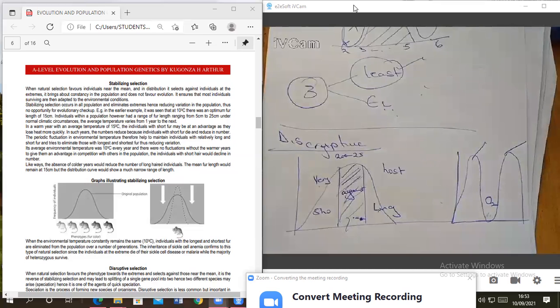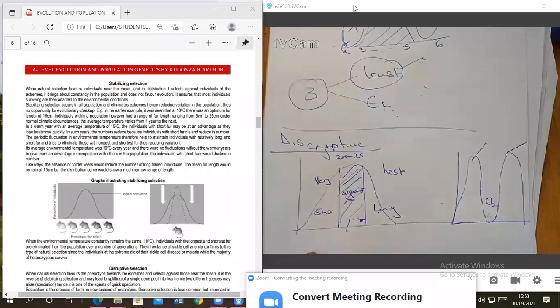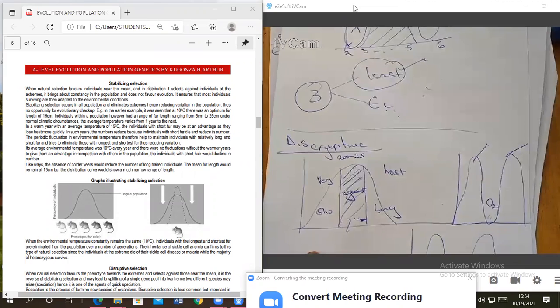Therefore, under disruptive selection, selection pressure favors individuals with extreme characters and eliminates intermediates. Therefore, after a given long period of time, we shall have our graph like this, having individuals with the short being many, and those with the long or very long many, but those with intermediate average are not there.